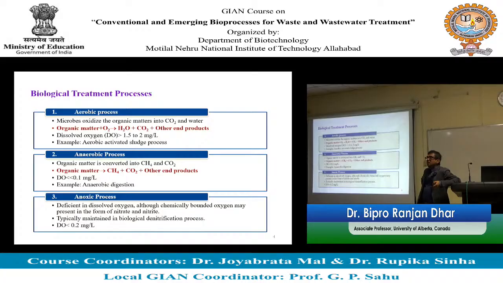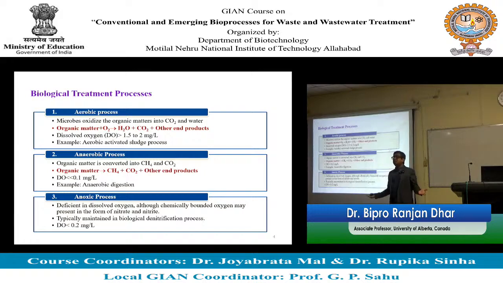For nitrogen removal in biological treatment, the first step is nitrification, where you convert ammonium to nitrate in the presence of oxygen, and the second step is denitrification, where you convert nitrate to nitrogen gas. That process is anoxic because we use nitrate as the electron acceptor. There is some chemically bound oxygen there, and the dissolved oxygen level is typically still less than 0.2 milligram per liter.